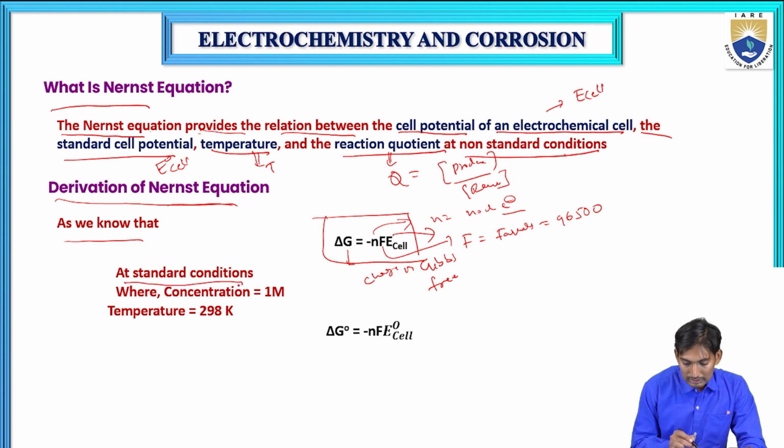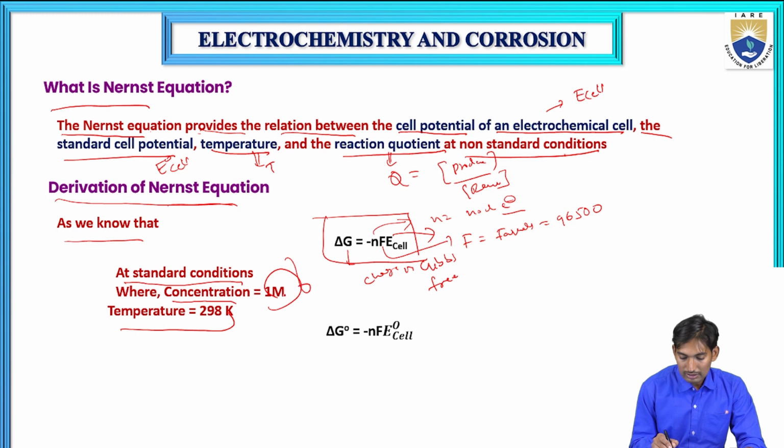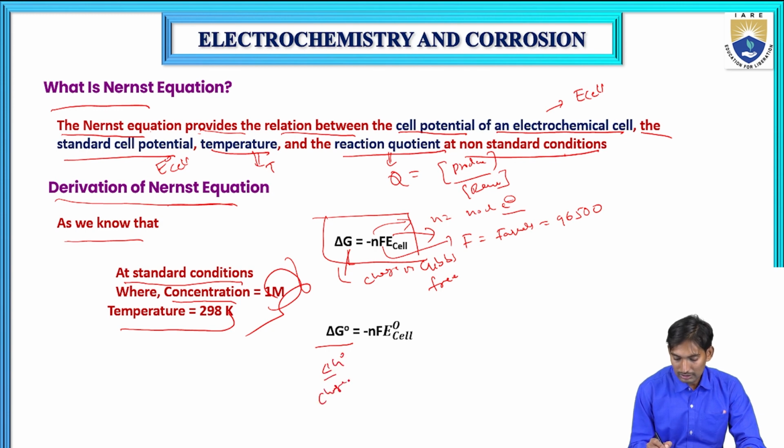At standard conditions, the electrode concentration is 1 molar and the temperature is 298 Kelvin. If I take these standard conditions, then delta G becomes delta G naught. Delta G naught is the change in standard Gibbs free energy, equal to minus nF E naught cell. n is the number of electrons, F is the Faraday constant, and E naught cell is the cell potential at standard conditions, the standard electrode potential.